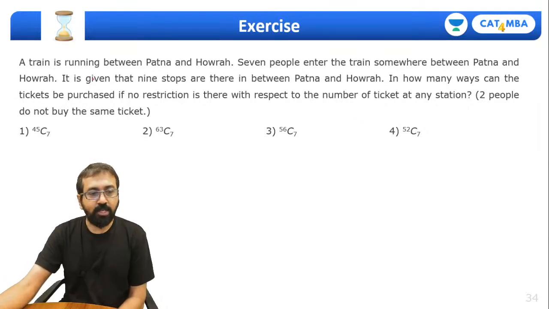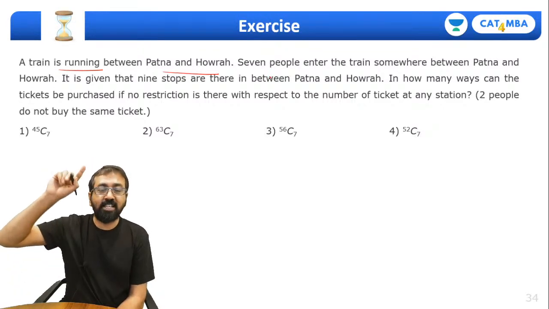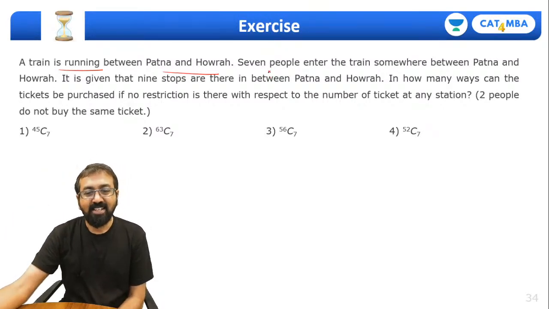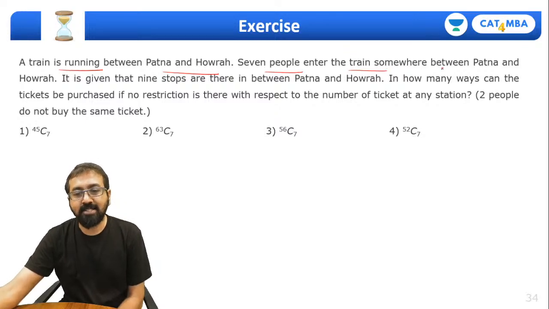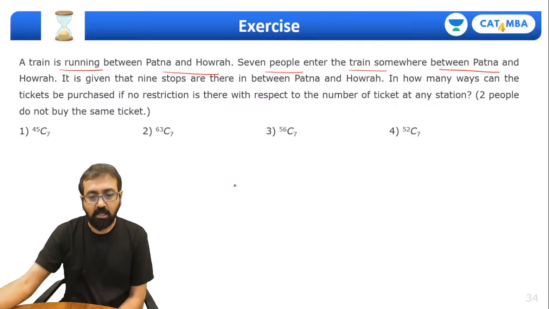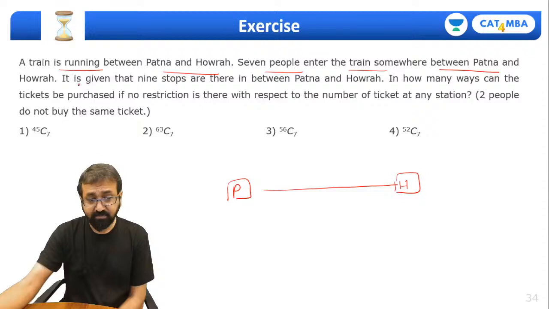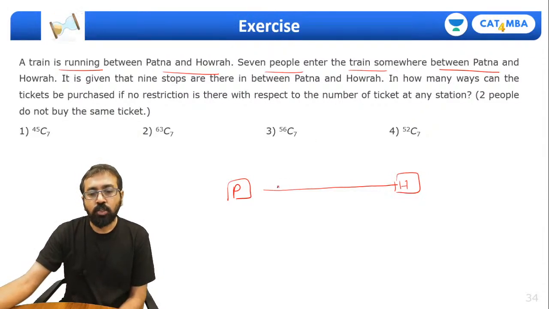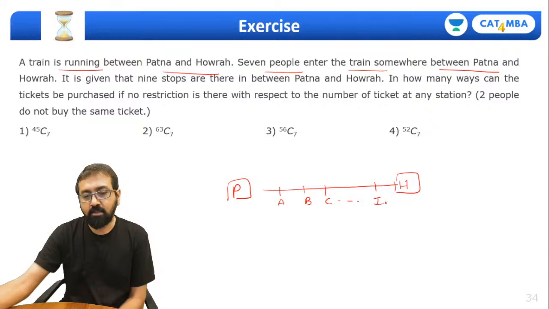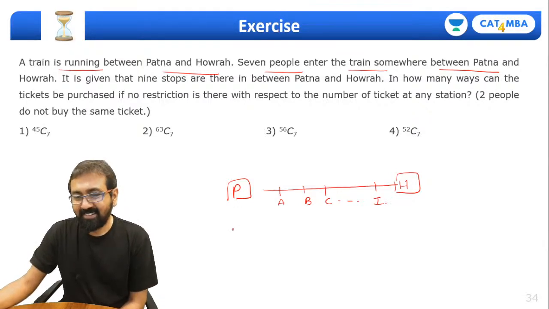Okay, so let's take this one. This is also a nice question. A train is running between Patna and Howrah, similar to the number of tickets question, but this is slightly different. 7 people enter the train somewhere between Patna and Howrah. So this is Patna and this is Howrah. This is the railway line. It is given that 9 stops are there between Patna and Howrah. So let me call those stops A, B, C, and so on up to I. These are the 9 stops.